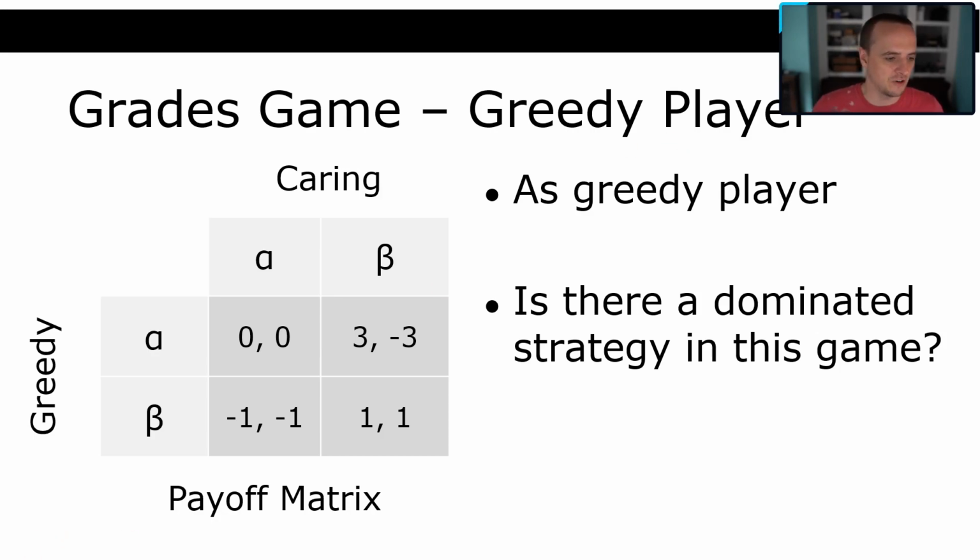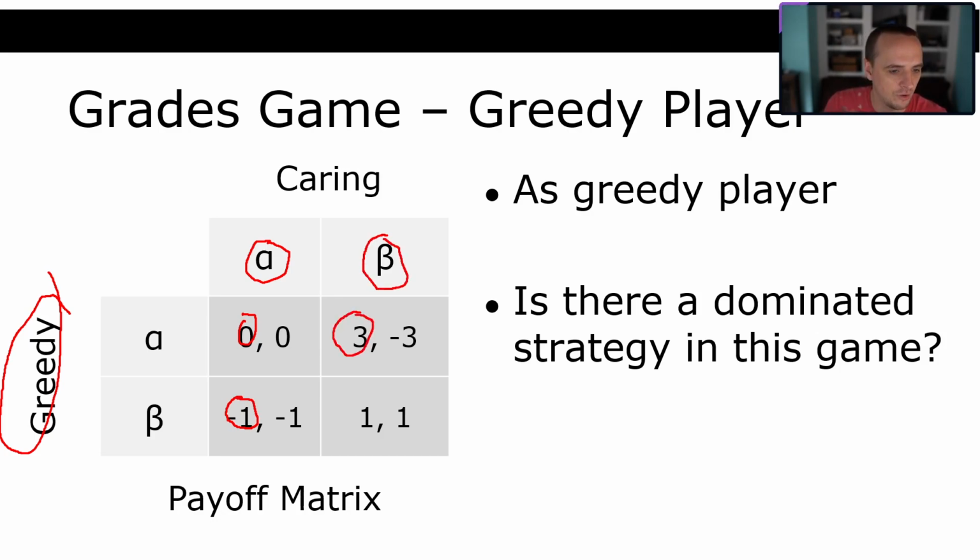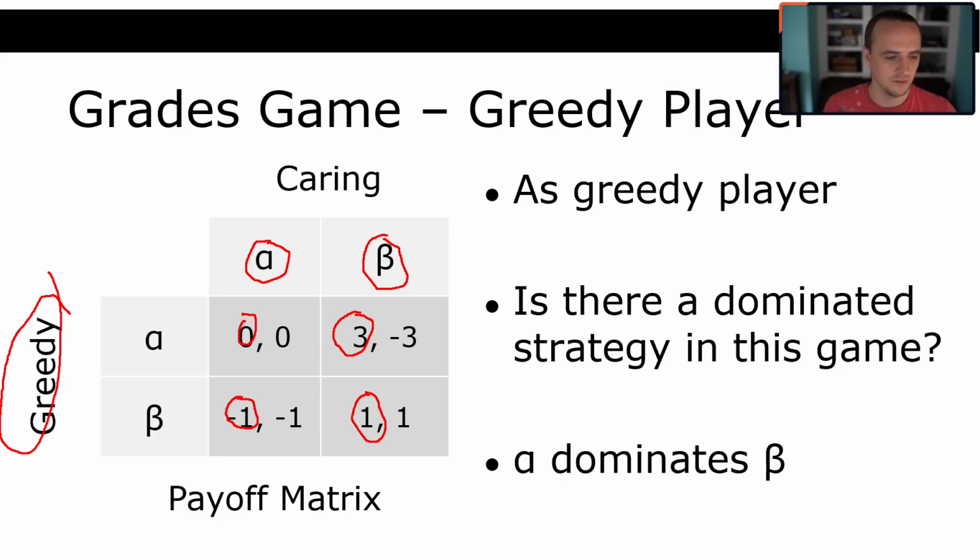So you can figure that out on your own if you want to pause this, or let's just figure it out in the sake of time. So if the caring player chooses alpha, so we're acting as the greedy player right now. We want to know, as the greedy player, is there a dominated strategy? So if the caring player chooses alpha, alpha is going to do better than beta for me, right? If the caring player chooses beta, alpha is also going to do better for me. Okay, so alpha dominates beta, right? So I chose the greedy player over here, and I know that alpha dominates beta.